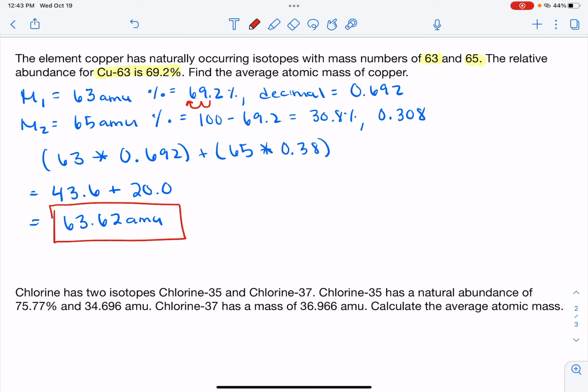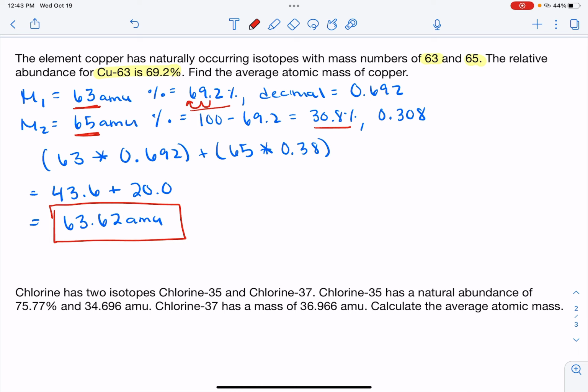Now, I can check that this answer makes sense because our 2 masses are 63 and 65. So I know that my answer has to be between 63 and 65. I also know that mass 1 has a greater percentage than mass 2. 69.2% is greater than 30.8%. So my answer should be closer to 63 than it is to 65. And that's what I found to be the answer. Okay? So I can tell that this answer is probably correct.